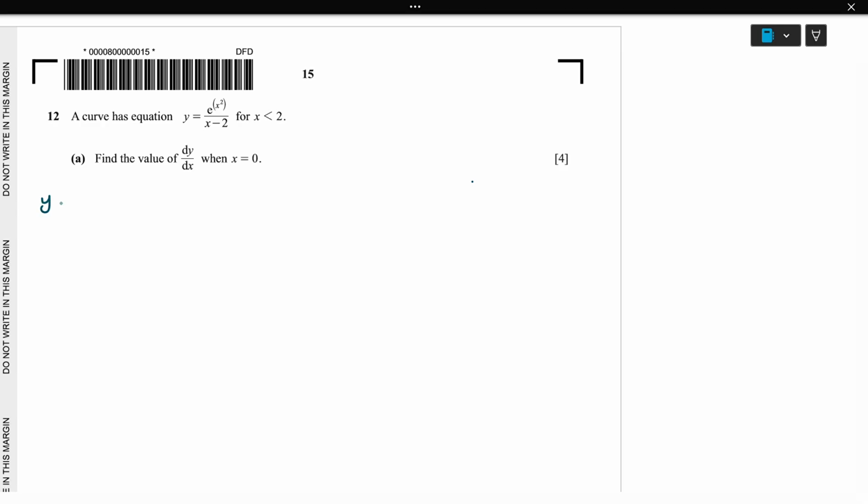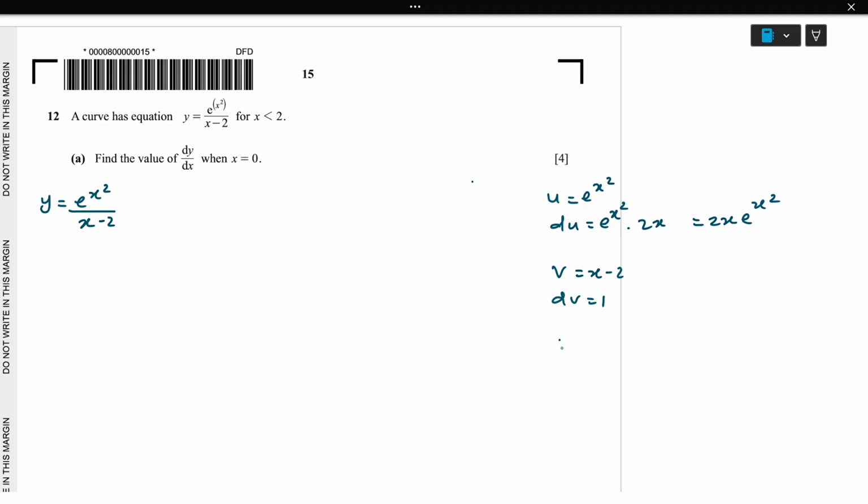So given the equation y equals e to the power x squared over x minus 2, this is the quotient rule, with a numerator and denominator. So I'll take u equals e to the power x squared. So du equals e to the power x squared times the derivative of x squared, 2x, which becomes 2x times e to the power x squared. Next, v equals x minus 2, so dv is the derivative of x, 1, and the constant has derivative 0.